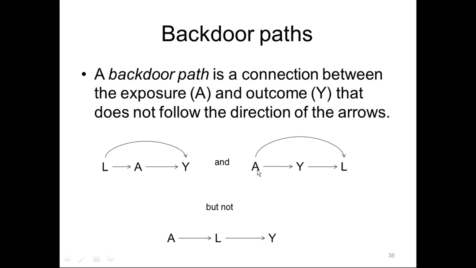And similarly here, A, Y, this is the relationship we're interested in, but we can go from A to L to Y this way, not following the directions of the arrows. However, when L is on that pathway, that's not a backdoor path, that's a direct path. Is the distinction between those clear?